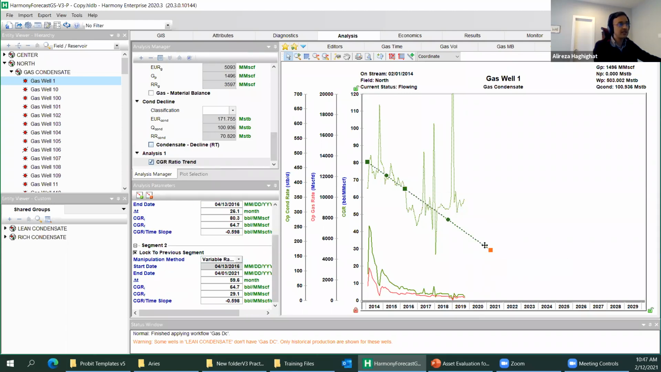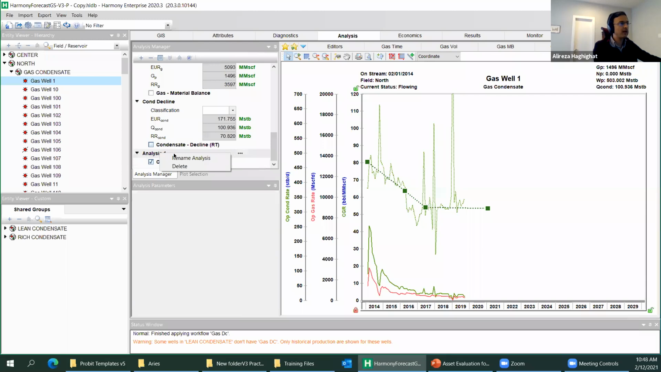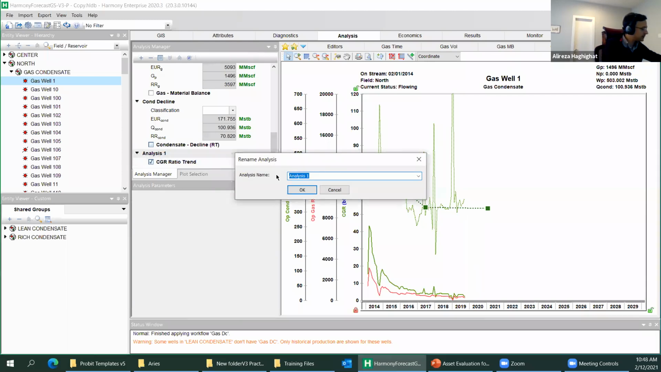I add a second segment. Then during this time, my condensate to gas ratio drops in this fashion. And finally, I will add the third segment, and you can see condensate to gas ratio is more or less constant during 2017, 2018, and 2019, and it will remain constant throughout the life of the well. So now what I have is a condensate to gas ratio trend.